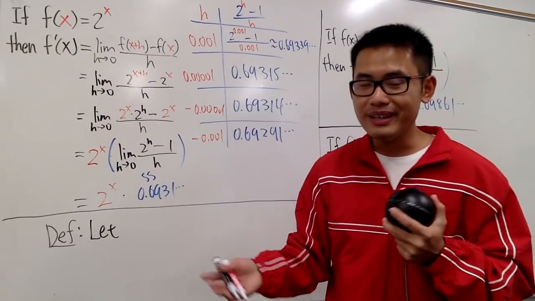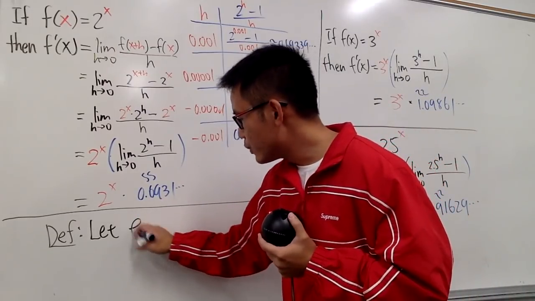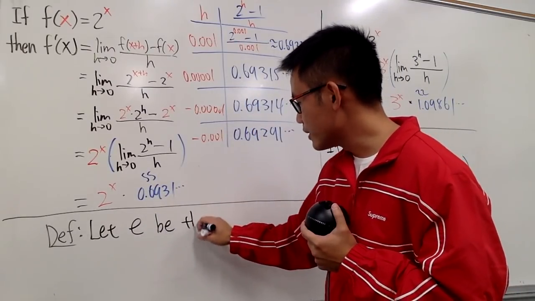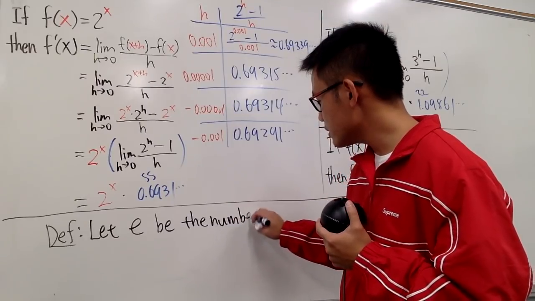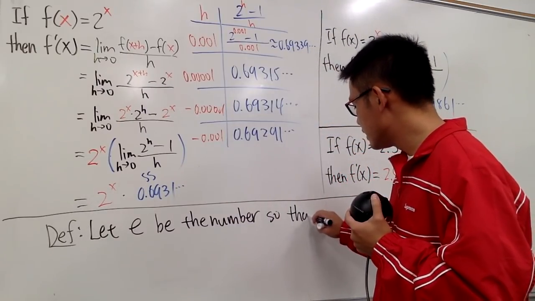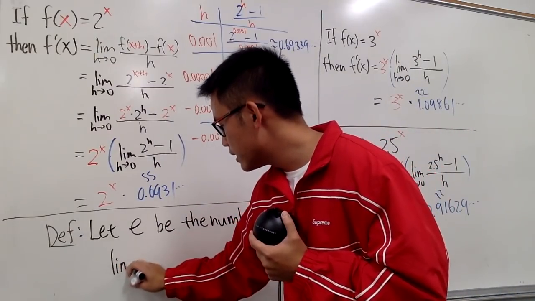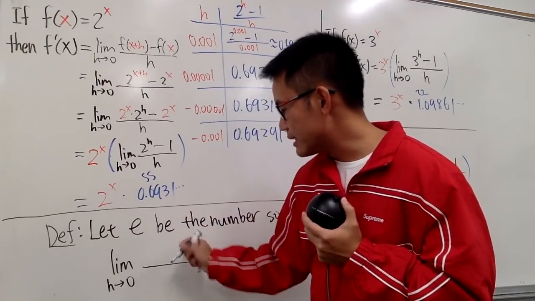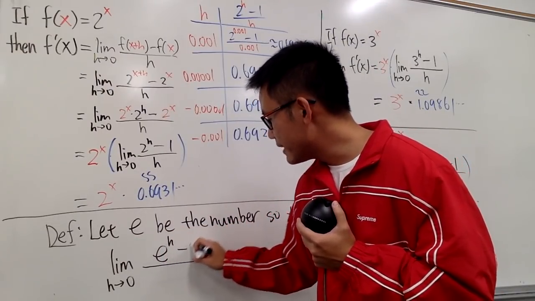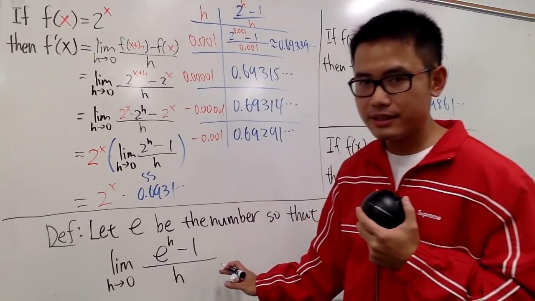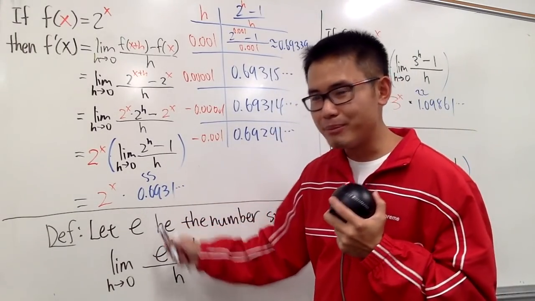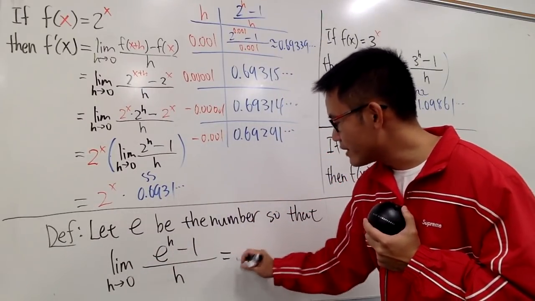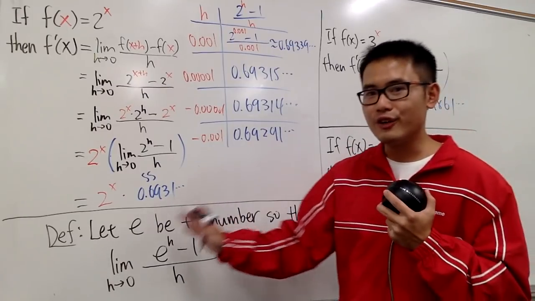I'm going to use the symbol, and you guys know what the symbol is. Let e be the number so that when we take the limit as h goes to 0, and when we put in e as the base, we have (e to the h minus 1) over h equal to 1. Once again, e is this special number that will make this limit really nice, the special number for that base. We want this to be 1, and that's the definition of the number e.